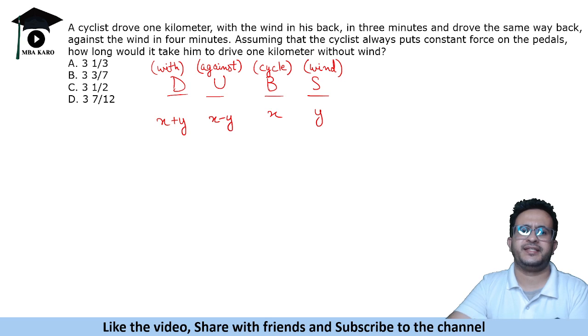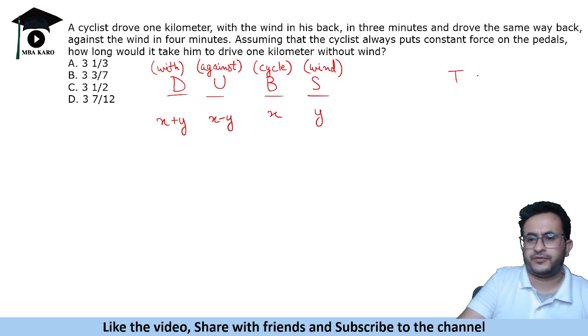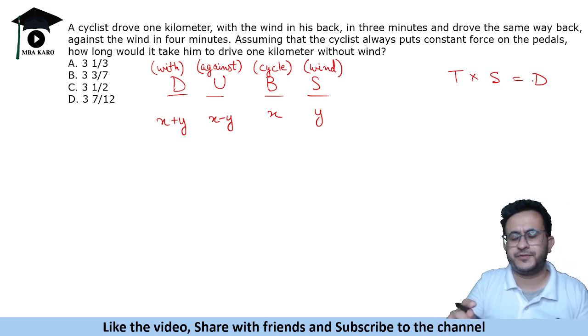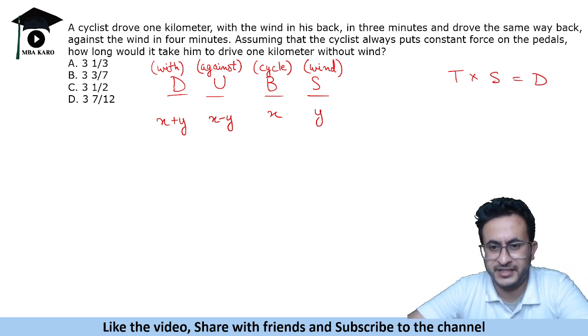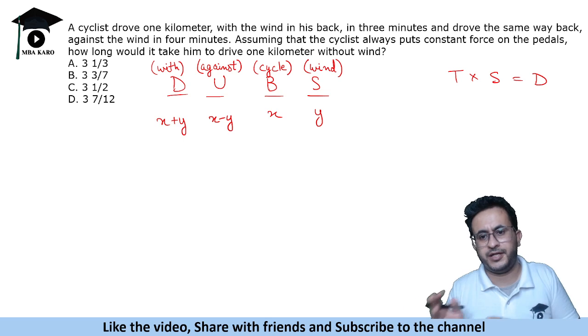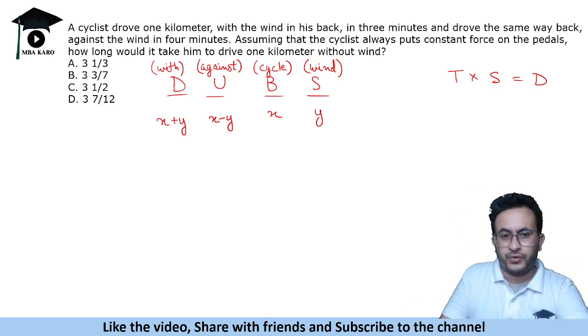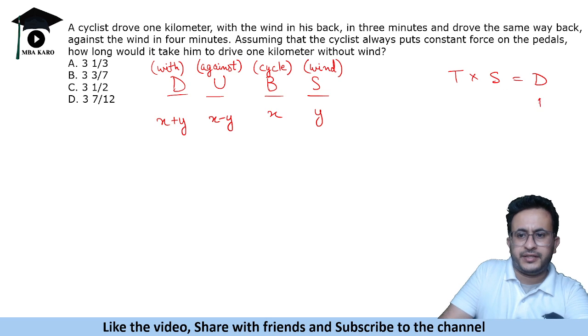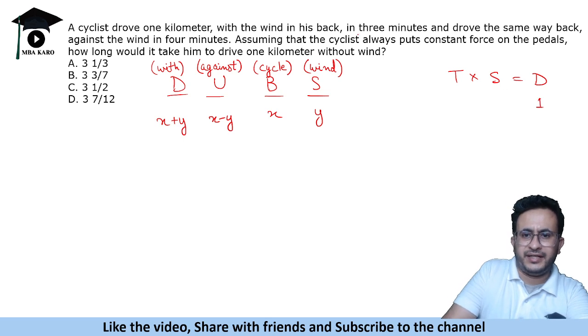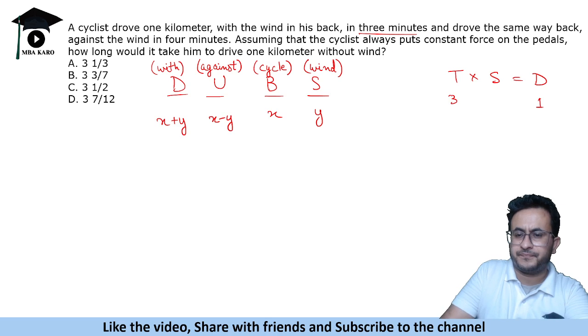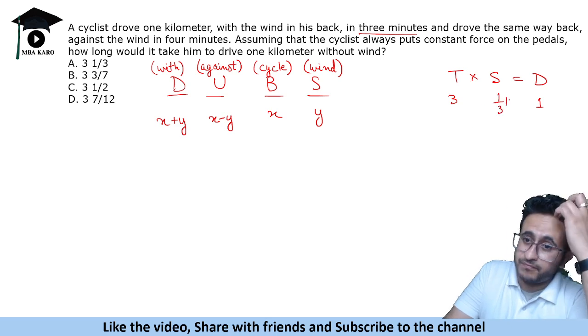It says that the cyclist drove 1 kilometer, so distance is 1 kilometer. These are the different definitions of speed. The definition might change: it is relative speed, downstream speed, upstream speed, and distance and time you need to take accordingly. So distance is 1 kilometer. It takes 3 minutes, so time is 3. Speed is 1/3 kilometer per minute.